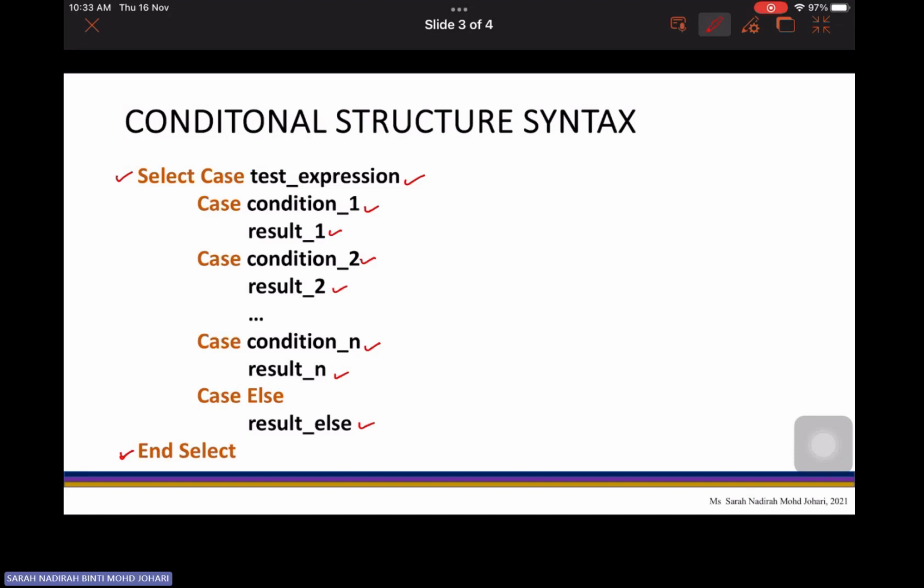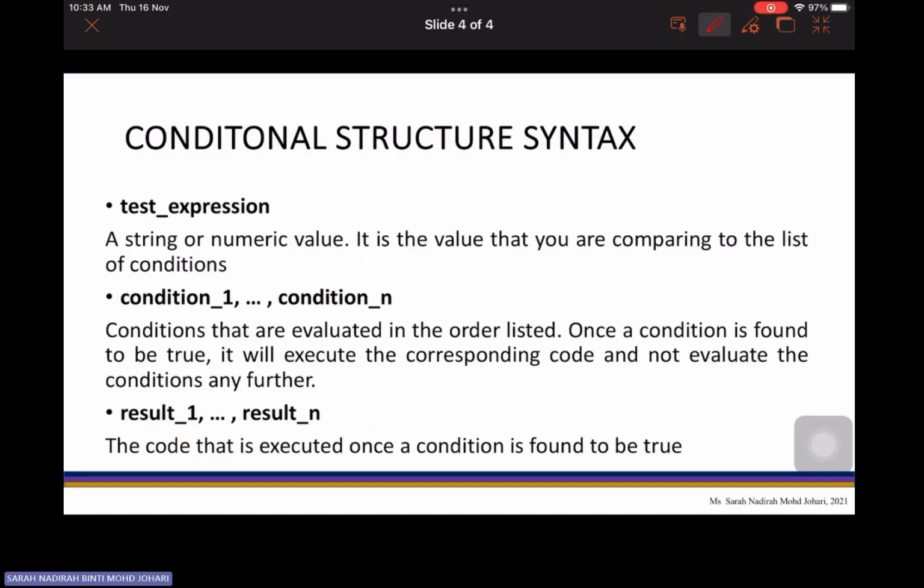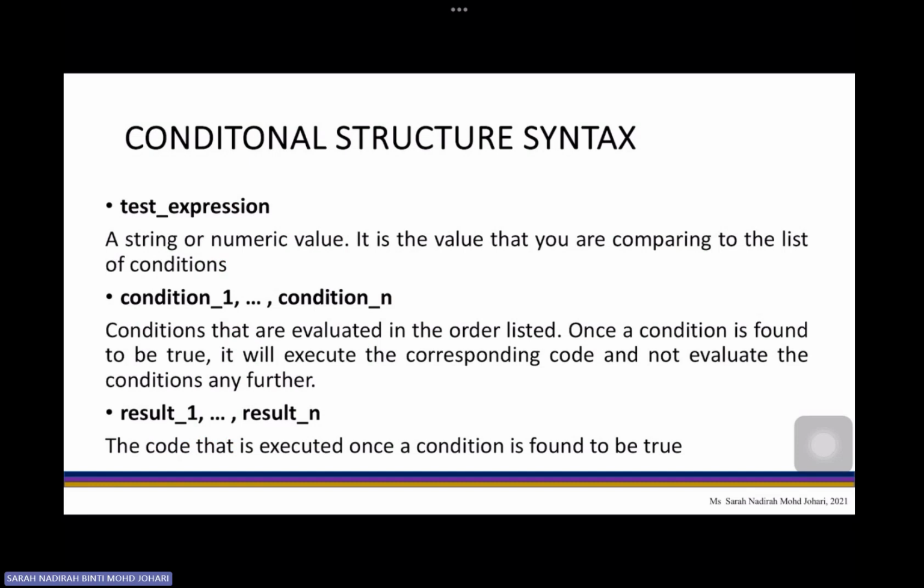Let's look at more details. What do all of these statements define? The test expression is basically a string or numeric value that you are comparing to the list of conditions. Condition 1, condition 2, up until condition n are evaluated in the order listed. Once a condition is met, the true result will be executed. Else, the false result will be executed.